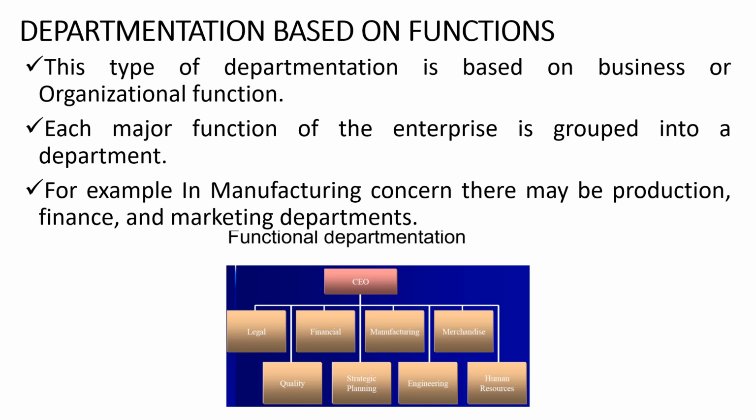Departmentation based on functions. This type of departmentation is based on business or organizational function. Each major function of the enterprise is grouped into a department. For example, in a manufacturing concern, there may be production, finance, and marketing departments. So similar activities of a business are grouped into major departments or divisions under an executive who is responsible for managing the departments. This departmentation based on function is suitable for small enterprises.